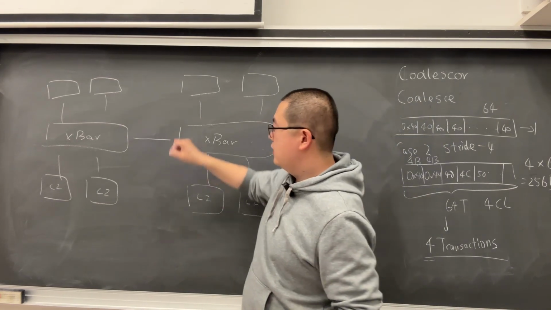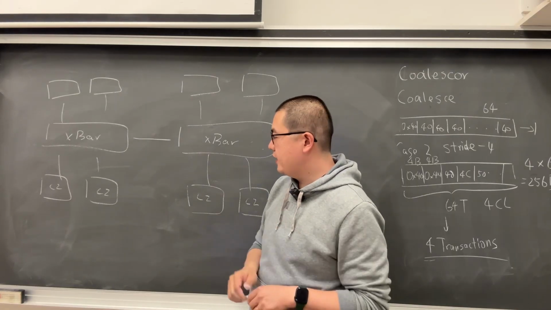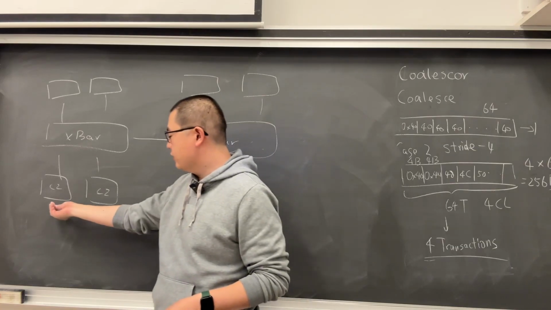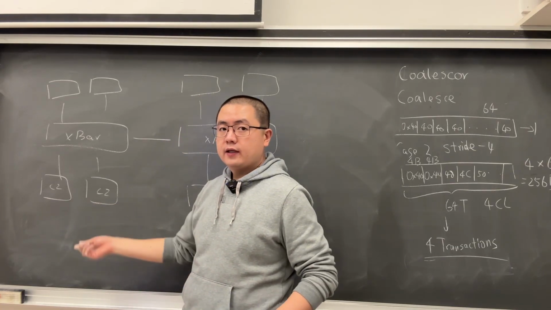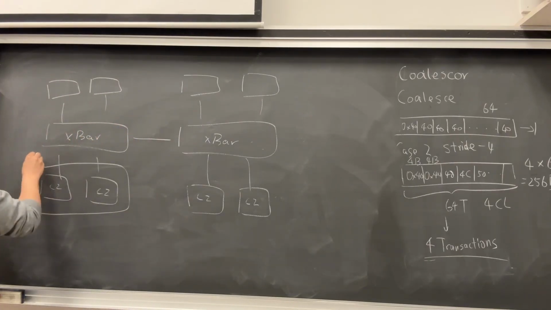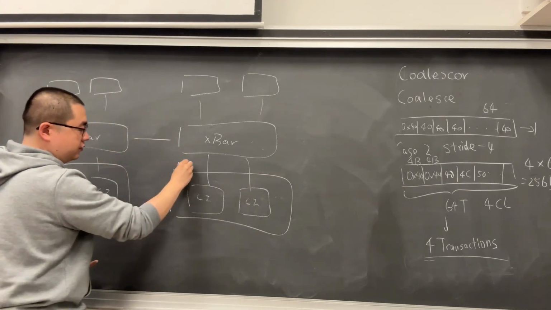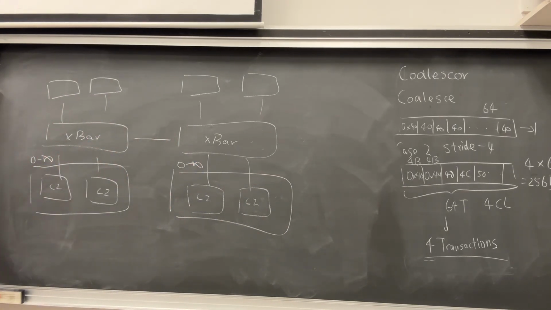Then there are still many design decisions. For example, here we can assume that these two L2s need to hold addresses from 0 to infinity, although we can interleave within them. Then these L2s can have 0 to infinity, right? That means this part only needs to access this part, and that part only needs to access that part, right? Shouldn't draw this here in this case.